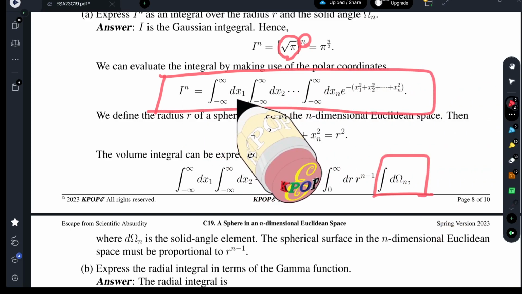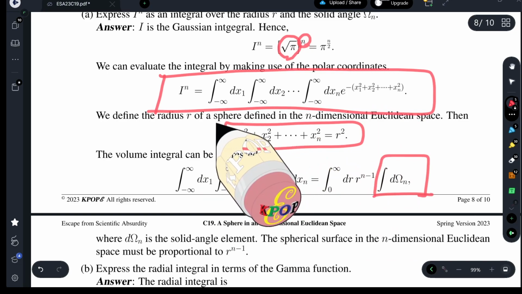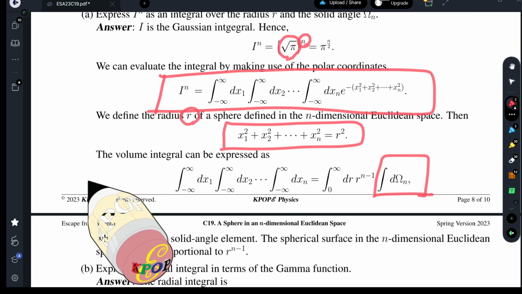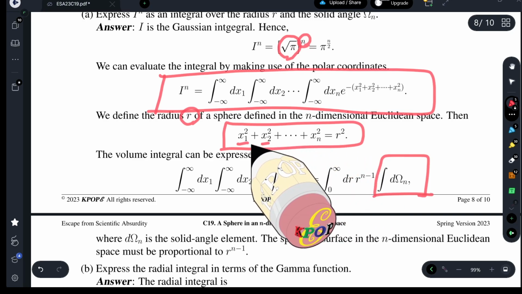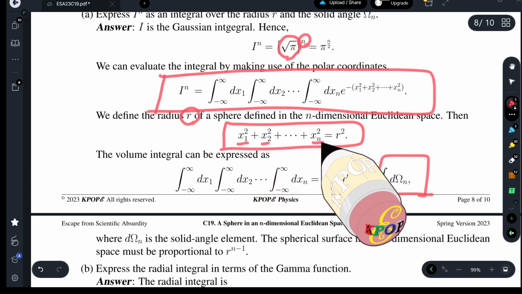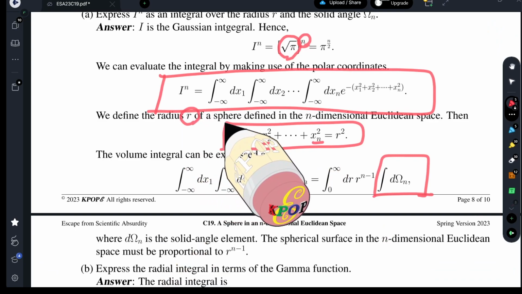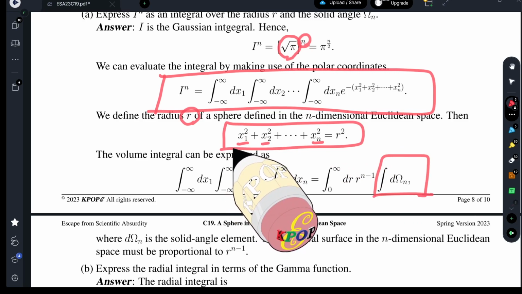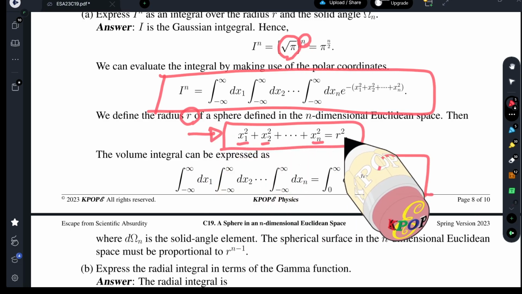Okay, now we define the sphere of radius r centered at the origin in the n-dimensional Euclidean space, which has Cartesian components x1 through xn. Because the radius is r, the Pythagorean theorem extended to the n-dimensional Euclidean space gives the equation for the spherical surface like that.